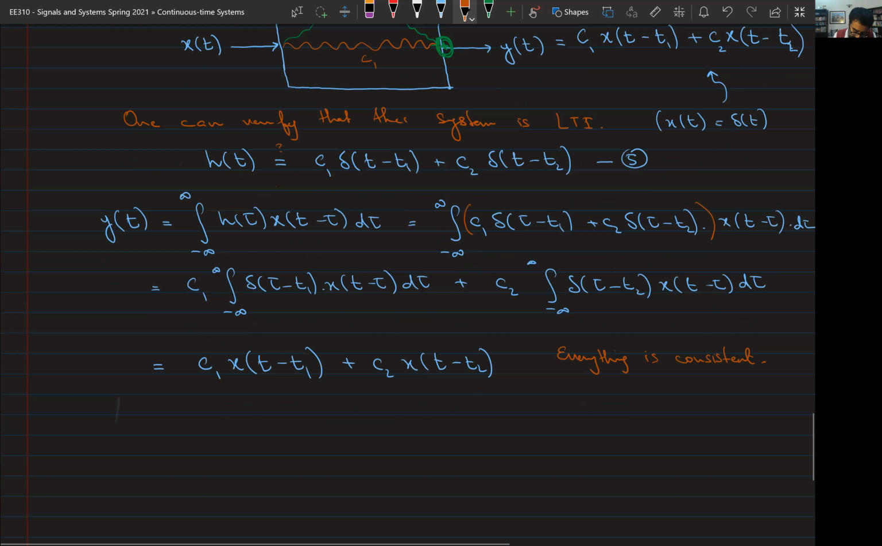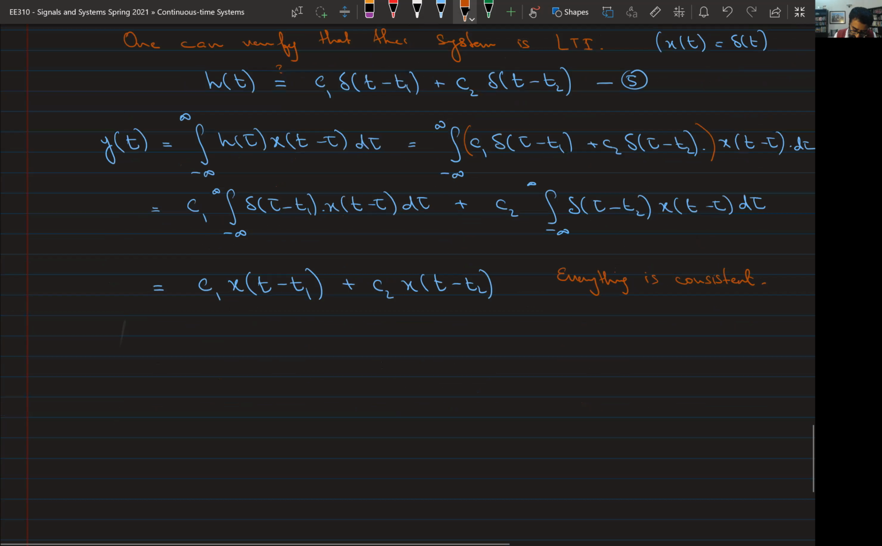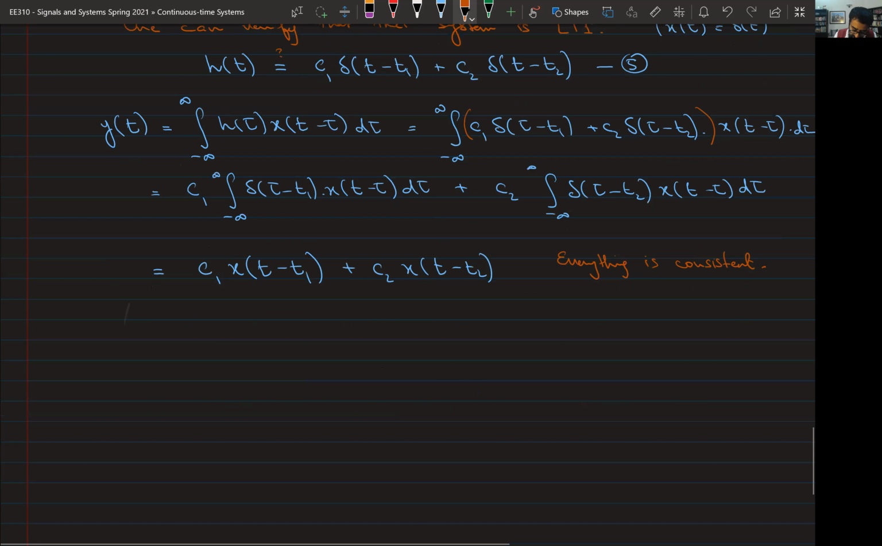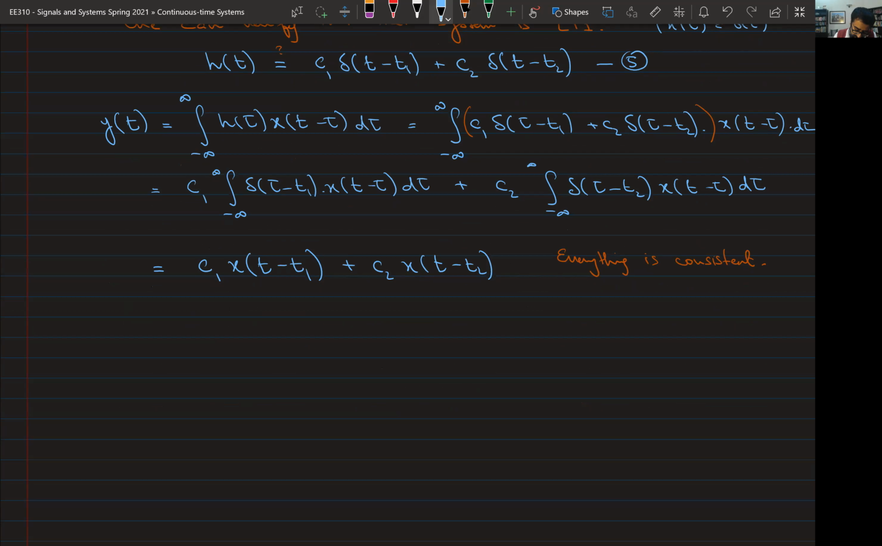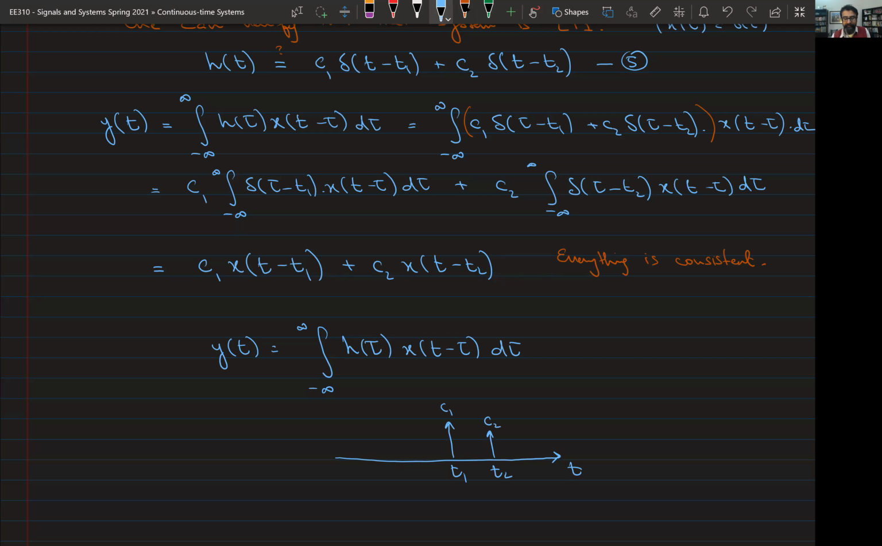So remember, y of t is equal to the convolution integral, h of tau x of t minus tau d tau. And for this case, if h of t was the following, you had an impulse at time t1 and you had an impulse at time t2. This was of height c1, this was of height c2, right?